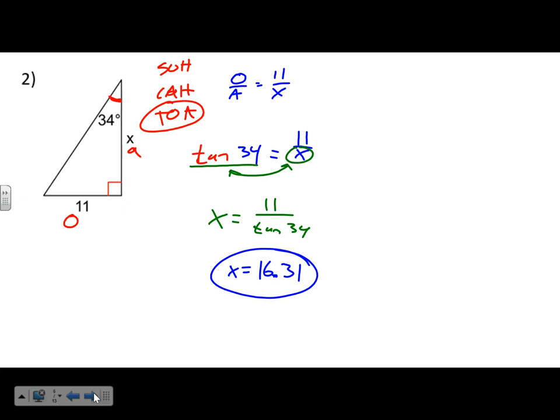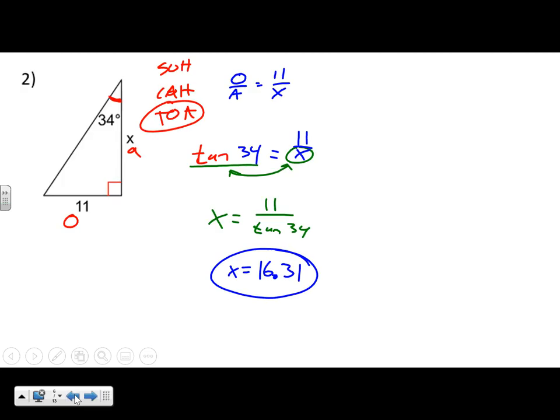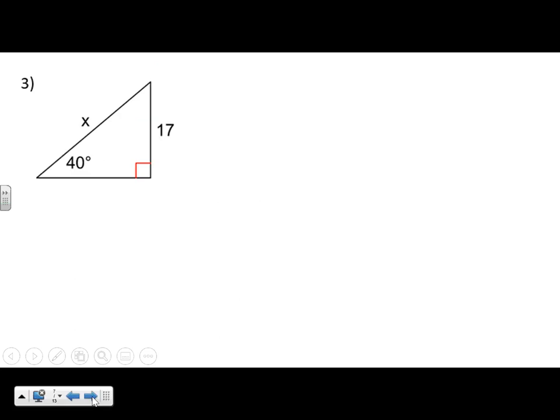I got 16.31. And some teachers want you to round to 1 decimal. Some teachers like 2. I like 2 because it's just one more level of accuracy. But that's basically it. I'll give you some other examples, but those are the 2 types of problems where you have x in the denominator or x in the numerator. And again, once you start doing those 5 steps, a couple of steps kind of combine and mesh all into one.